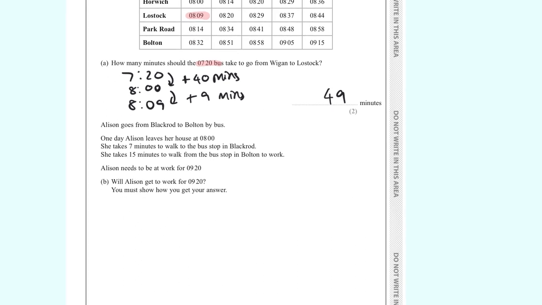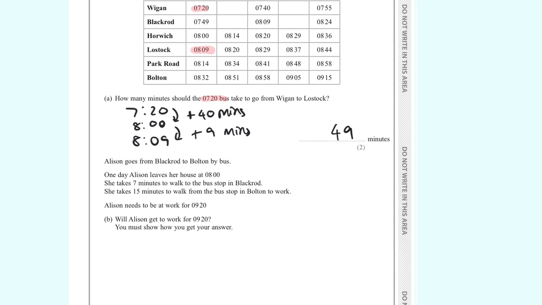Alison goes from Blackrod to Bolton by bus. Okay, so starting at Blackrod, that's her stop. So let's change highlighters now. We're going from Blackrod all the way to Bolton for a job. Alison leaves her house at 8 o'clock. She takes 7 minutes to walk to the bus stop in Blackrod, so she'd get to the bus stop at 8:07. And she takes 15 minutes to walk from the bus stop in Bolton to work, and she needs to be at work for 9:20.